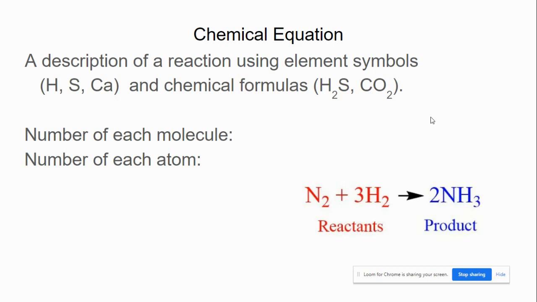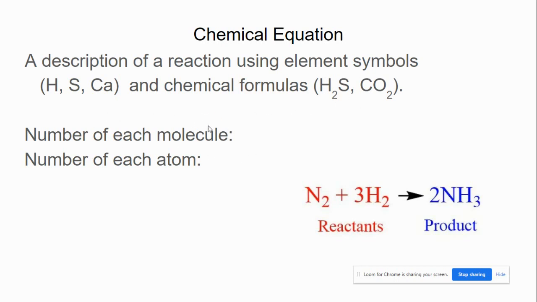That should ring a bell there, or something with energy. So a chemical equation is a way that we represent our chemical reactions. And this is a description of a reaction using element symbols, which you have learned, H, S, Ca, and chemical formulas, where we have our compounds shown here, which you've learned about in covalent and ionic compounds, whether it's H2S and CO2.